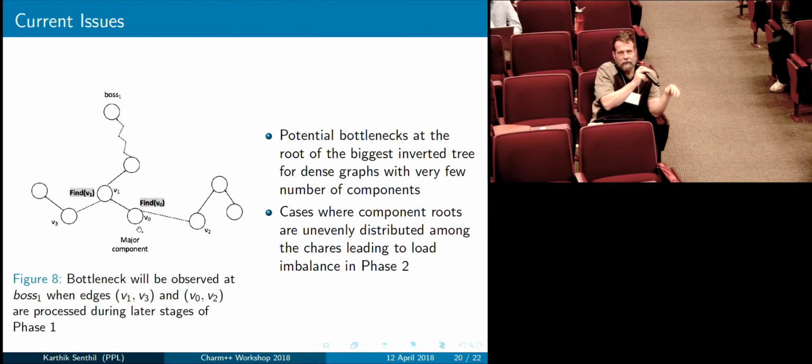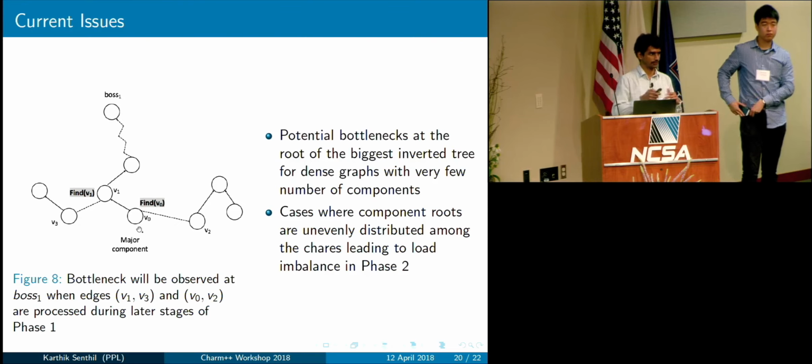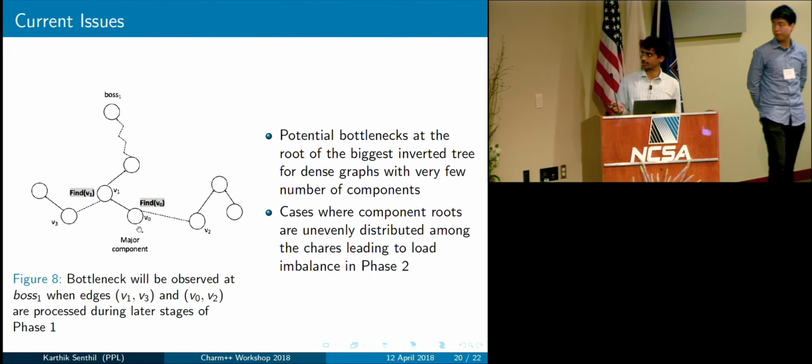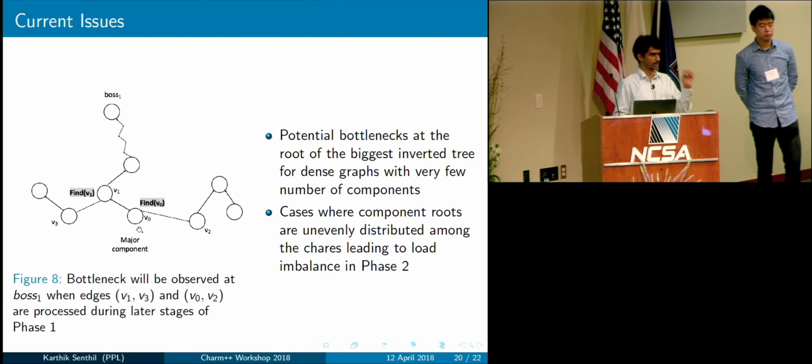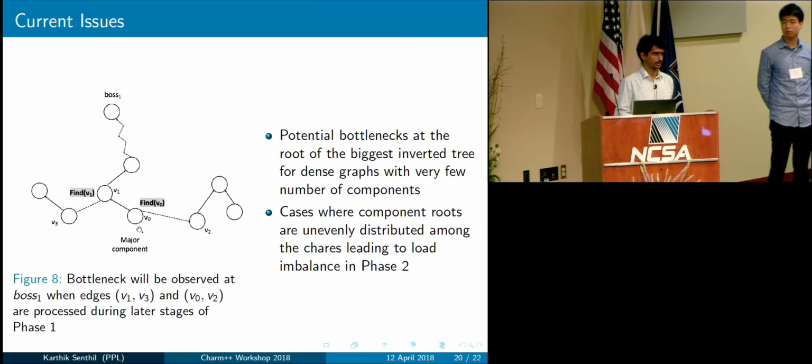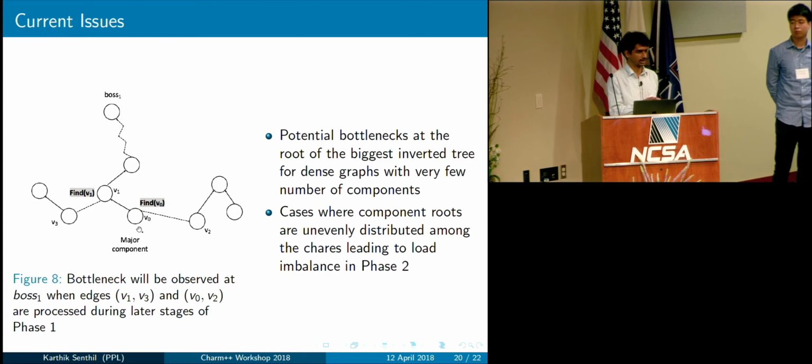Yeah, so there you have these small components that you're attaching towards the end of your phase one. So what happens is that the root of this big component is going to be bombarded with so many find operations or requests, and that's slowing down the entire algorithm. And so the idea to avoid that is a decentralized approach where we go back and forth between the two bosses instead of just going all the way up on one, because you can make this guy point to this guy itself or this guy.